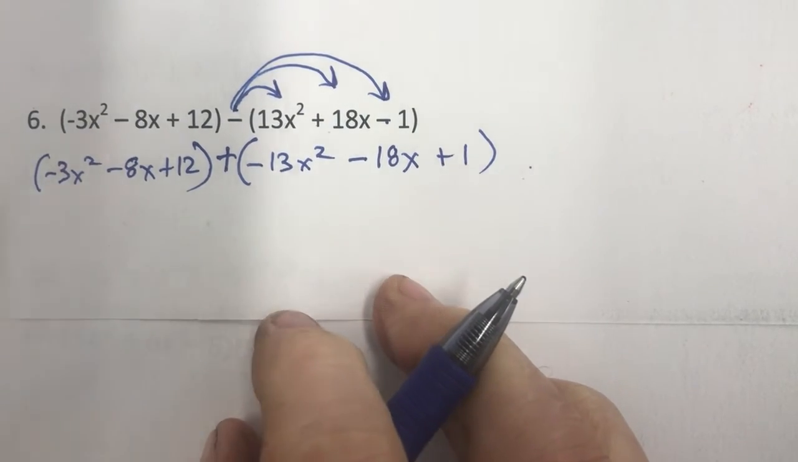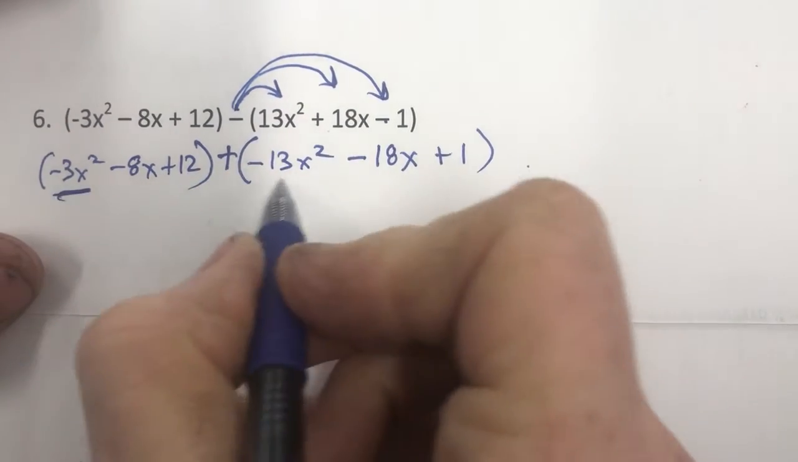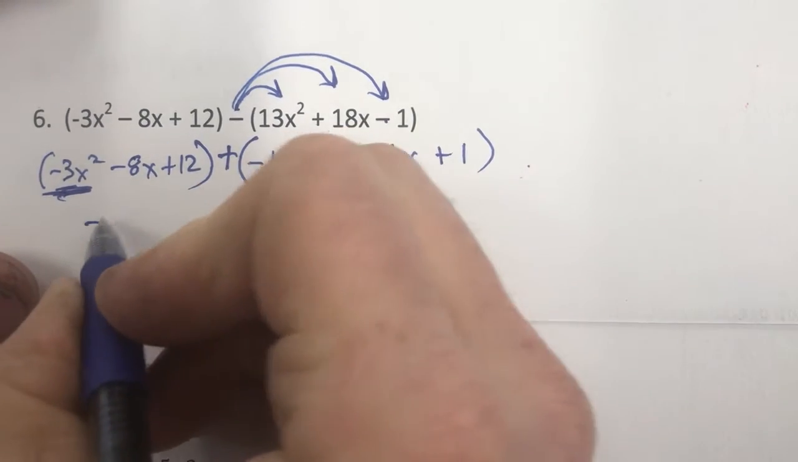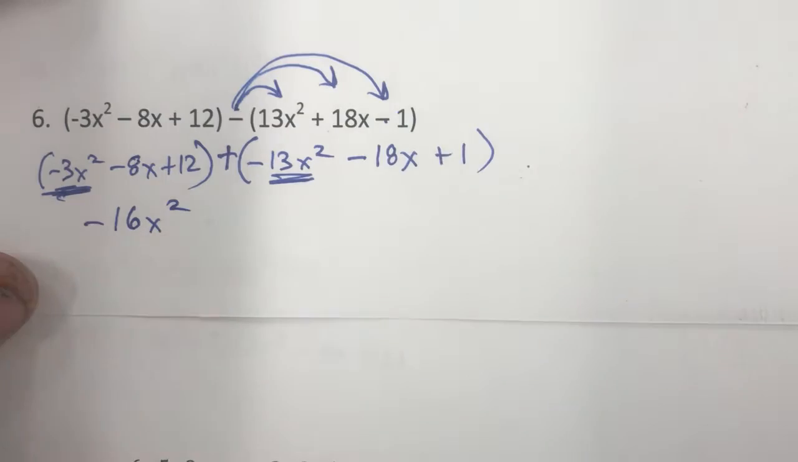All right, so start with my x squared. Here's an x squared and there's an x squared, so those two go together. Negative 3 plus negative 13 is negative 16x squared.